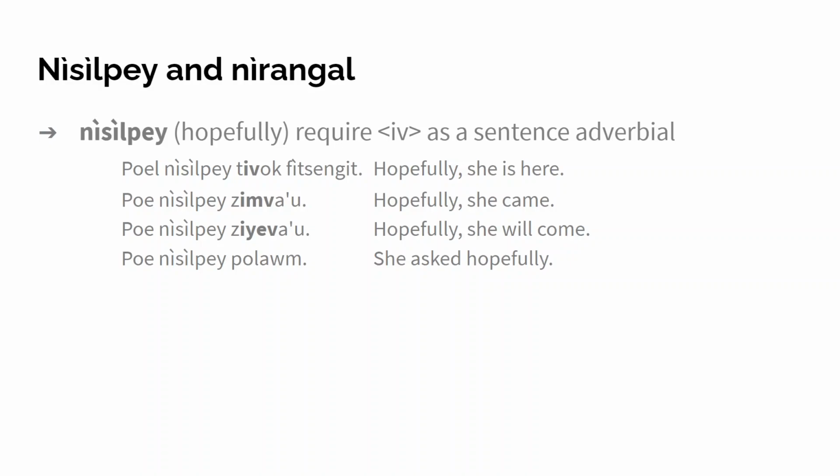So look at the sentences. Poel Nisilpey divok fitsengit. Hopefully she's here. So the hopefully is a comment about the whole thing, that she's here. Because I hope she's here, basically.